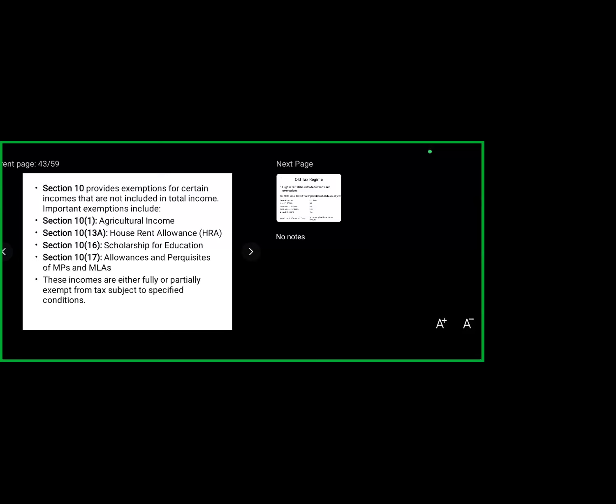Scholarship for education, allowances of MPs and MLAs exempted. Income of certain scheduled tribe members in specific areas. Section 10 provides the exemption for certain incomes that are not included in total income. Important exemptions include Section 10 subsection 1, that is of agricultural income. Agricultural income is exempted. HRA is exempted with conditions. Scholarship for education, again certain things are supposed to be fulfilled. Allowances.